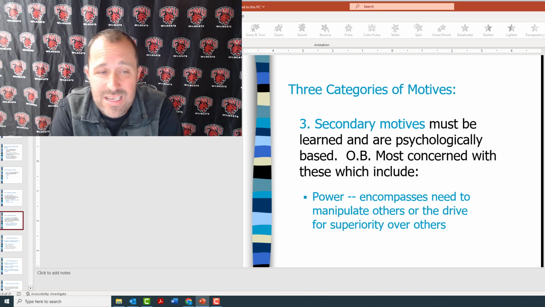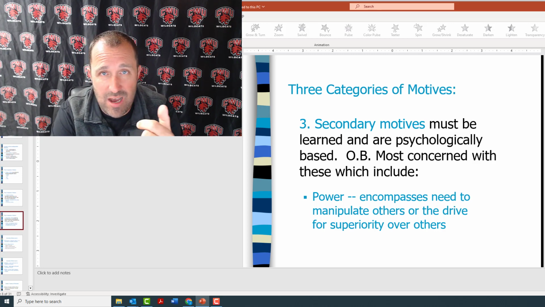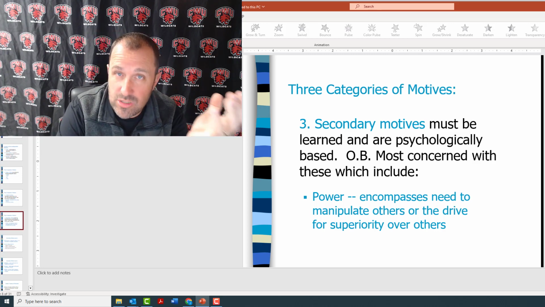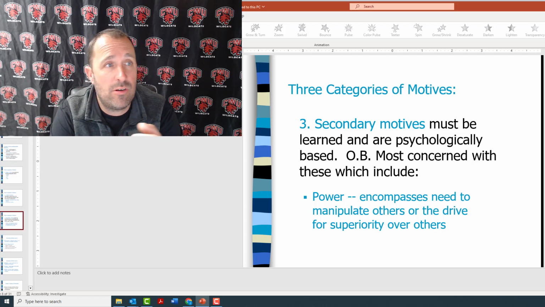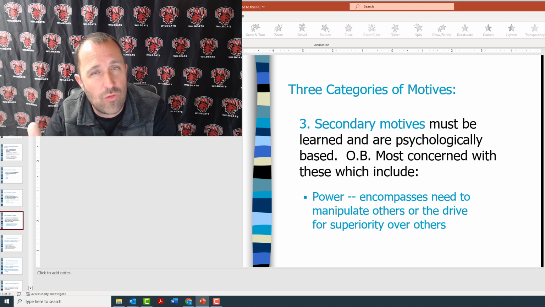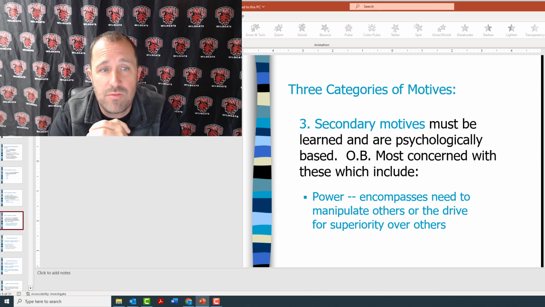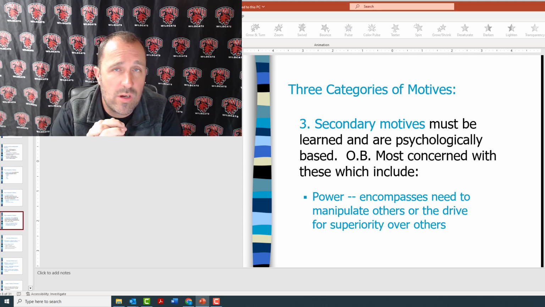The last one is secondary motives. These have to be learned, and they're psychological. So the first set of motives is just physiological. The next set, you don't have to learn to be curious. You just are curious, right? You don't have to learn to enjoy a hug. You just will. These ones have to be learned over time, right? Through operating on your environment. Much more psychologically based. This is a lot of what we're going to focus on with organizational behavior.